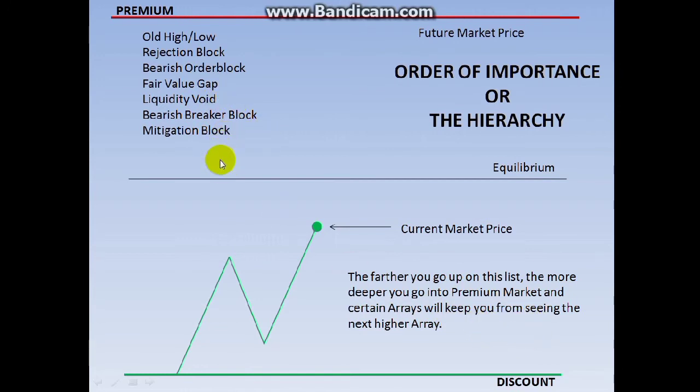Okay, your price might reach into a mitigation block and start dropping without reaching the breaker block. There may also be a breaker block right there, but price reaches for certain higher arrays that keep it from reaching a higher one. So if there's a bearish breaker block and price has already reached into it, there are going to be times it will not reach for the liquidity void or fair value gap above it. It might just start trading lower from there.